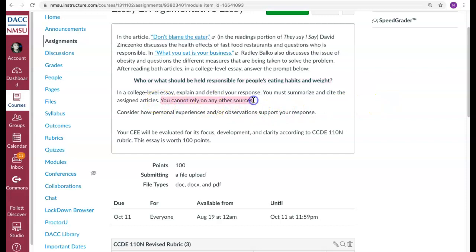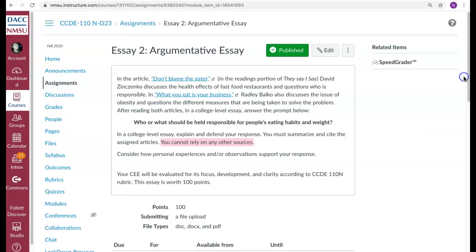Now, if we go up here, I do want to mention that this is very important. You cannot rely on other sources. You can only rely on these 2 articles. And when you submit this essay, it is going to be submitted as you would submit a regular file upload, but it is going to be reviewed by Turnitin software. So the Turnitin software will let you know if there's anything that you have plagiarized.